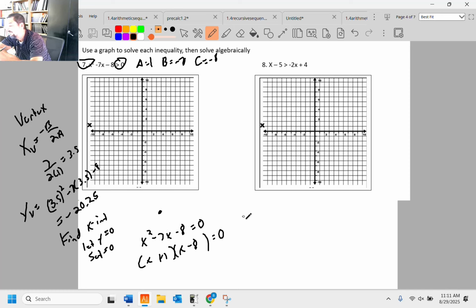Now I get to use what's called the ZPP. x plus 1 is 0, or x minus 8 is 0. So that tells me that x is negative 1 and x is 8. Pay attention to what happened when I left the parentheses. The signs changed. So I have an x-intercept at negative 1 and positive 8, and my vertex is way down here. And here is my graph.